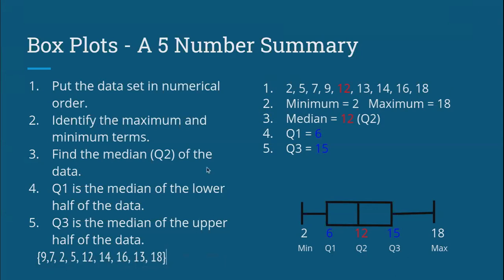In number 3, it says find the median, which they call Q2. So there are 9 terms, and remember, the median sits physically in the middle, making 12 our median. So now in step 3, we now have 3 of the 5 numbers we need for our 5-number summary.